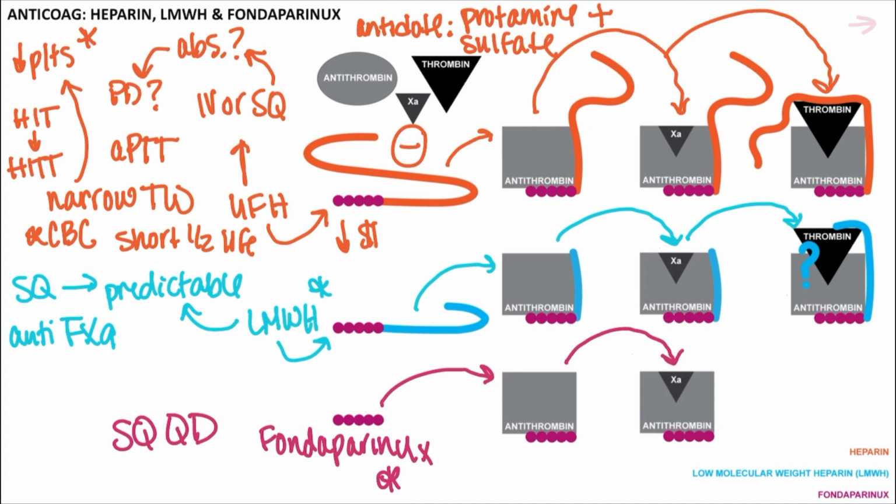So before we move on from these agents, it is very common for these 3 agents to be started inpatient and then transition the patient to one of the oral agents to continue as their anticoagulation therapy outpatient. So now let's move on to these oral anticoagulant options on the next slide.